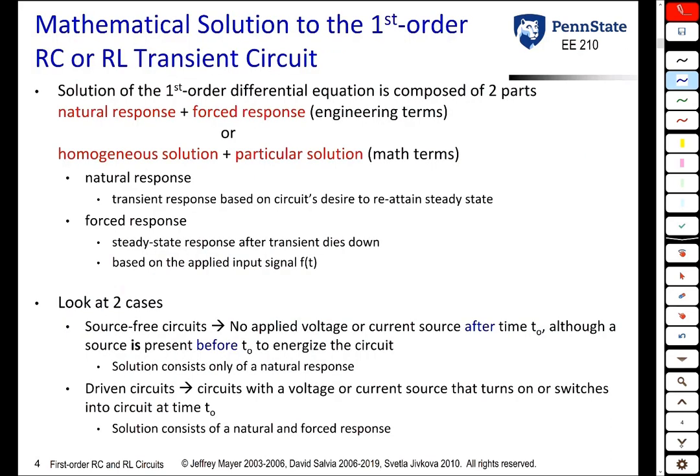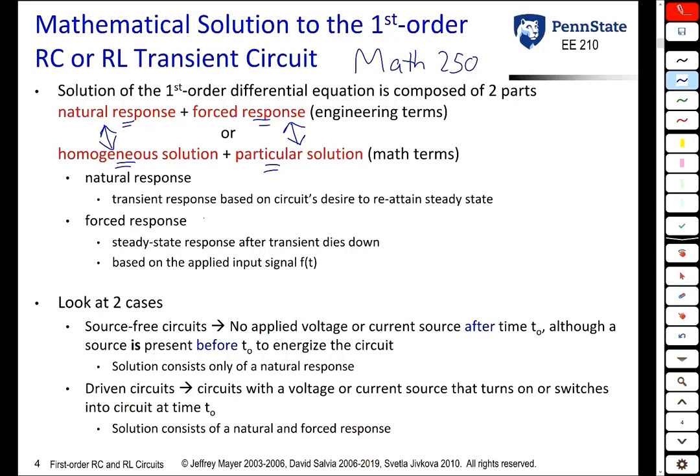Okay, let's do a little review of Math 250. Very little review, because we are going to be using differential equations here. Hopefully you remember from Math 250 that when you solve a first-order differential equation, you get two parts, what we call the homogeneous solution and the particular solution. Those are math terms. In engineering, we call it the natural response and the forced response. Basically, the natural response is the same as the homogeneous solution. The forced response is the same as the particular solution.